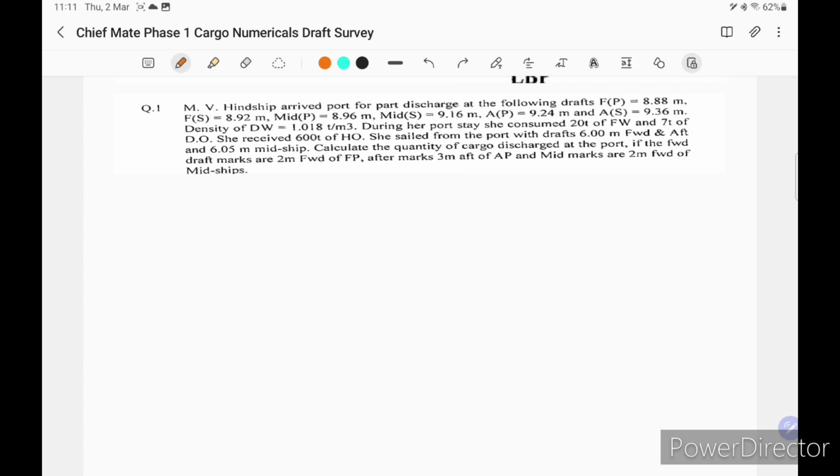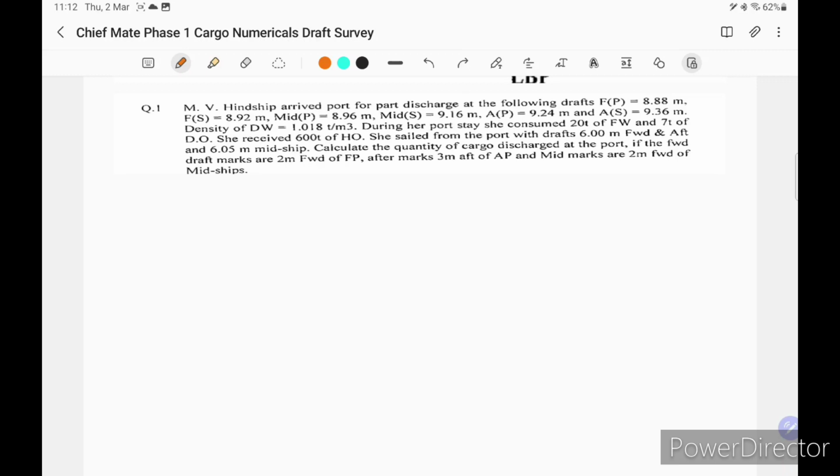During her port stay, she consumed 20 tons of fresh water and 7 tons of diesel oil. She received 600 tons of heavy oil. She sailed from port with the sailing draft of 6 meter forward and aft, and 6.05 mid. So more cargo is loaded in the mid deck. Calculate the quantity of cargo discharged at the port if the forward draft mark is 2 meter forward of the forward perpendicular, the aft mark is 3 meter aft of the perpendicular, and the mid draft mark is 2 meter forward of the midship.